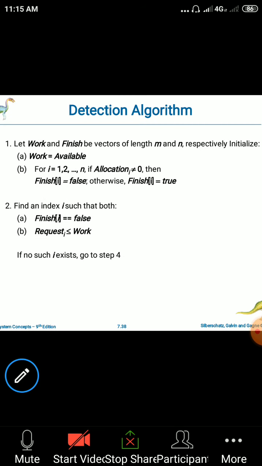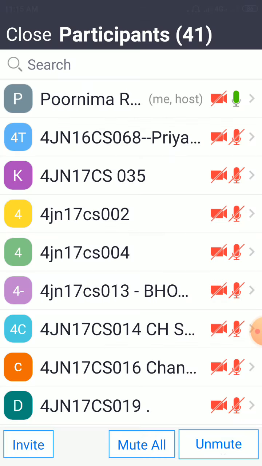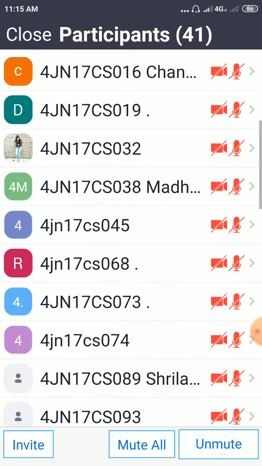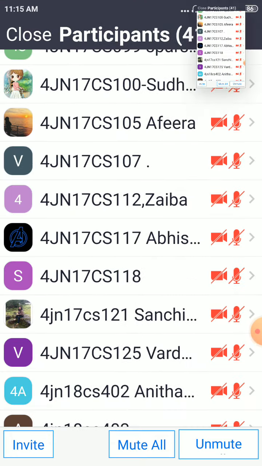The algorithm is somewhat similar to the banker's algorithm. There also we defined two vectors, work and finish, and work is assigned with available, where available is the available resources, and initially finish of i is set to false. Finish of i set to false means initially no process has completed its execution, and hence it is set to false, right?